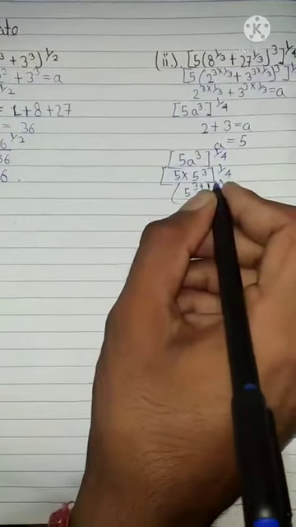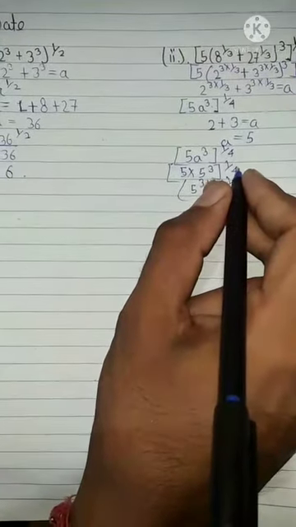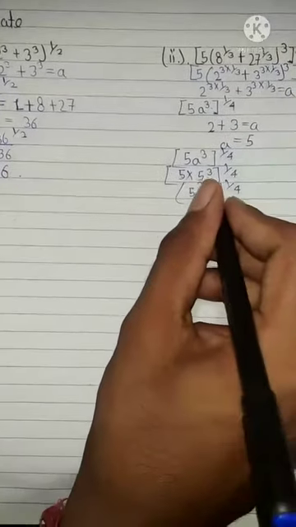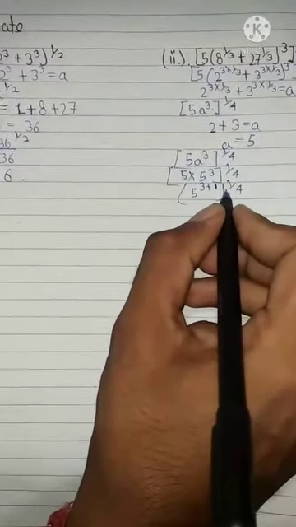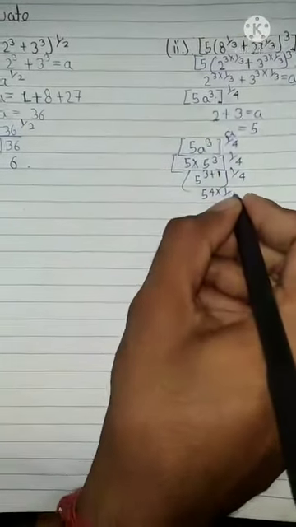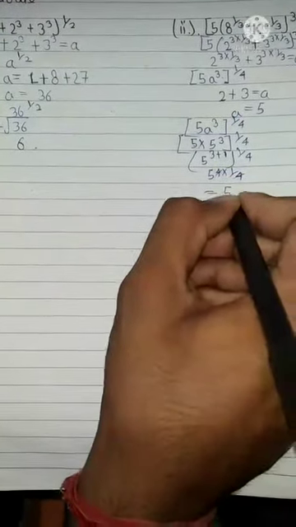You know the property that when the base is the same, you use a to the power m into a to the power n equals a to the power m plus n. Then it becomes 5 to the power 4, whole to the power 1 by 4, and this 4 cuts this 4 and it becomes 5.